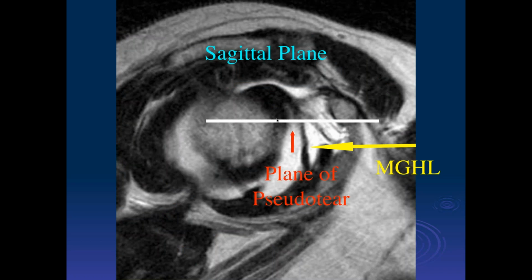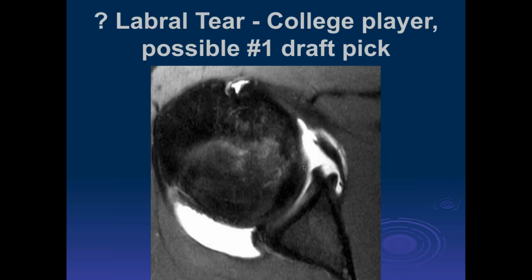And so here's the plane that image was in that we're concerned about. On the sagittal, you can clearly see that this is the middle glenohumeral ligament coming down. So it's important to know this. Oh, actually, this was a different patient. This wasn't a #1 draft choice, but this was an athlete where that was called a tear, and it turned out just to be a misunderstanding of a cord-like middle glenohumeral ligament. This next one is the #1 player. Sorry.